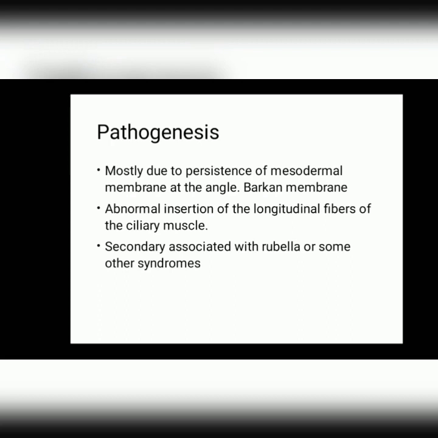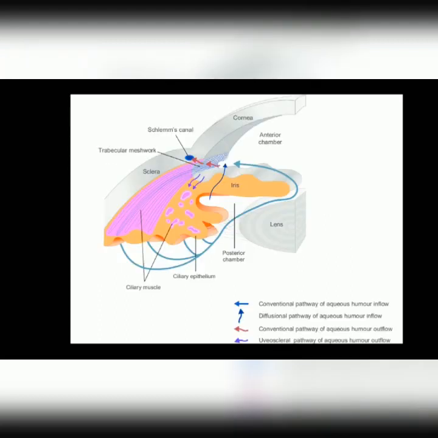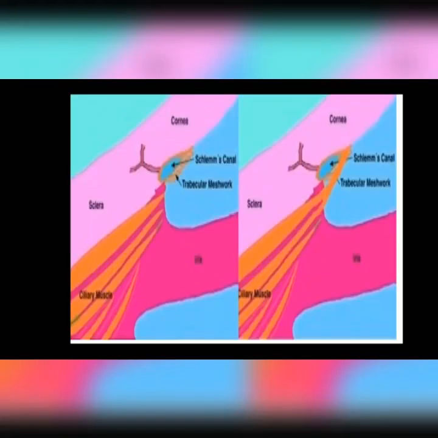There is a persistence of a mesodermal membrane that closes the angle of the anterior chamber, or iridocorneal angle. This membrane is called Barkan's membrane. If you look at this picture, this is the angle of the anterior chamber. If there is a remnant or persistence of Barkan's membrane, it will occlude it here and prevent the drainage of the aqueous humor. This is the most common mechanism, but it may also be due to abnormal insertion of the ciliary muscle longitudinal fibers.